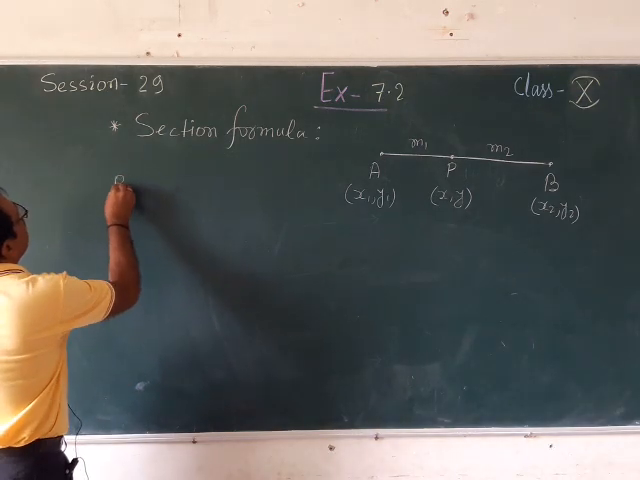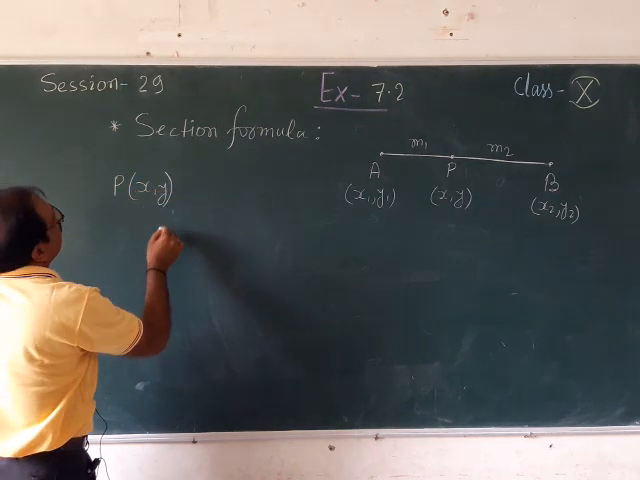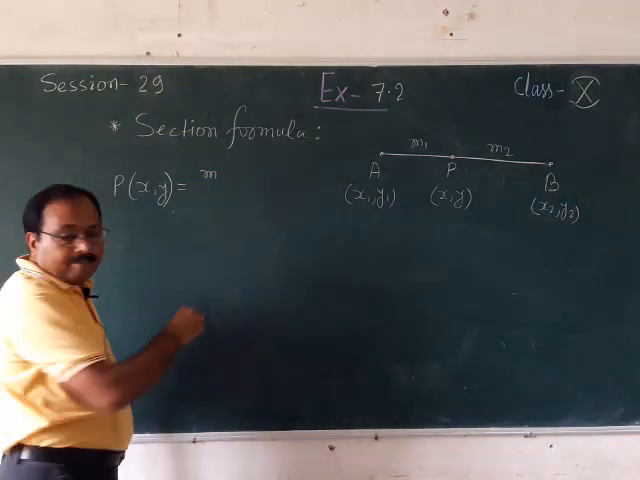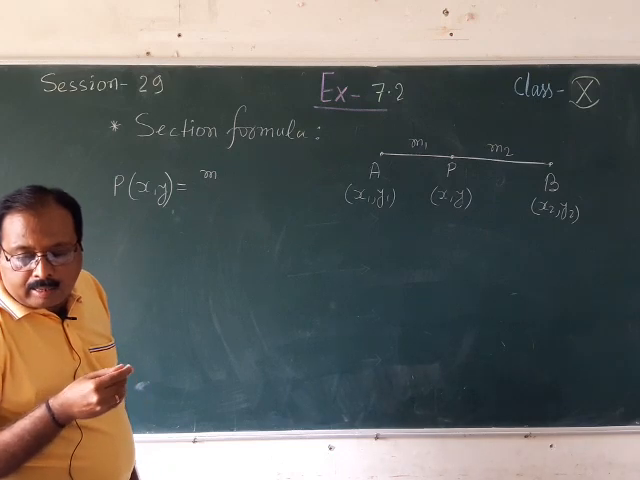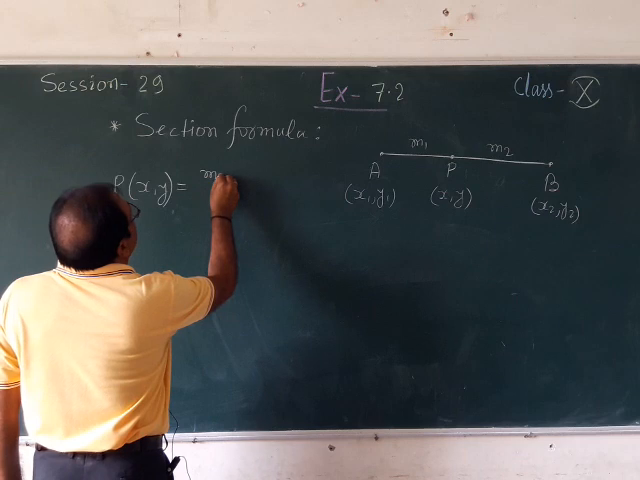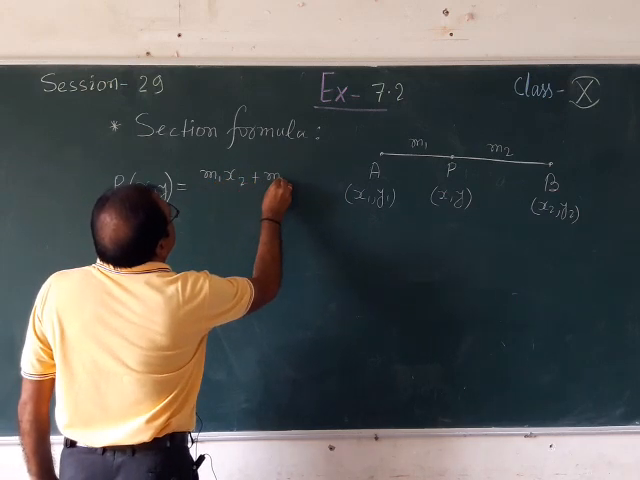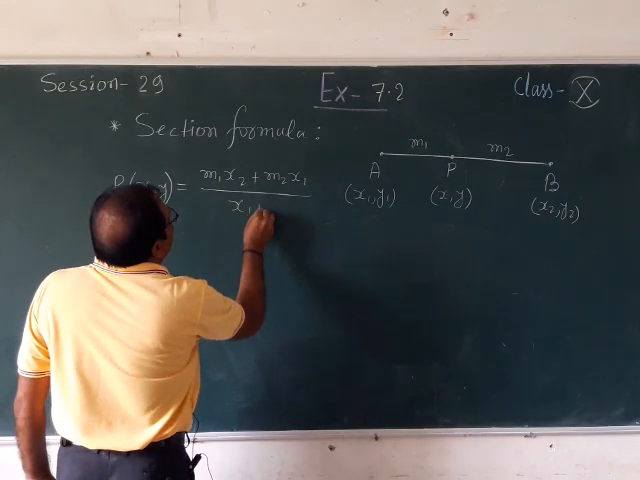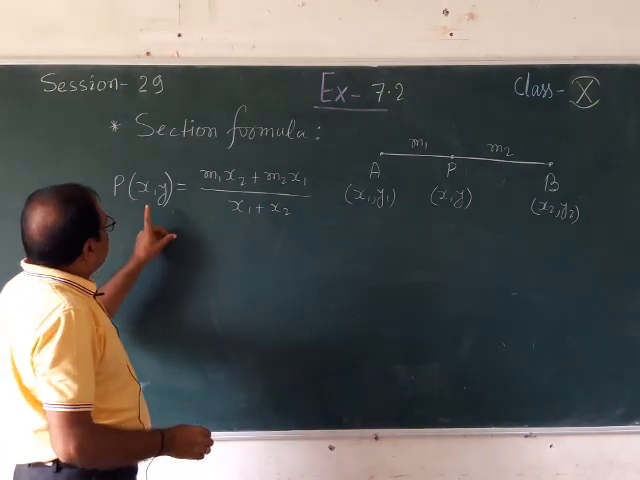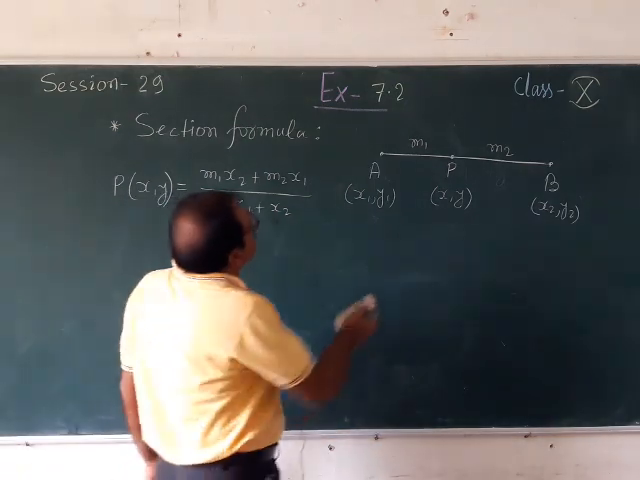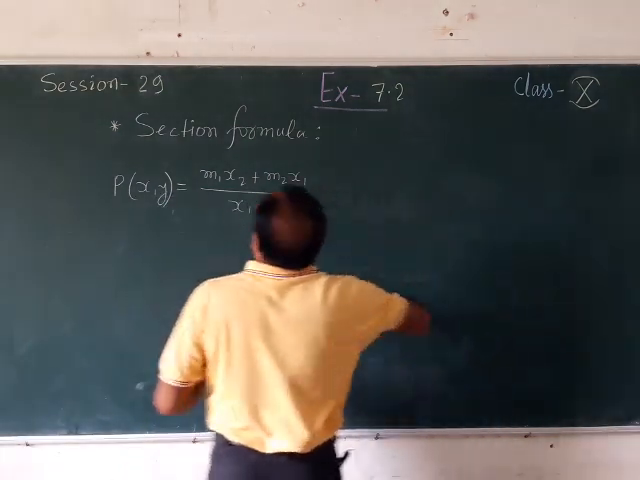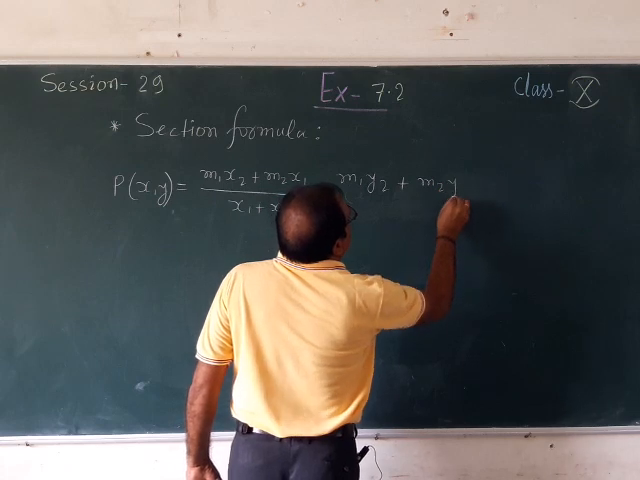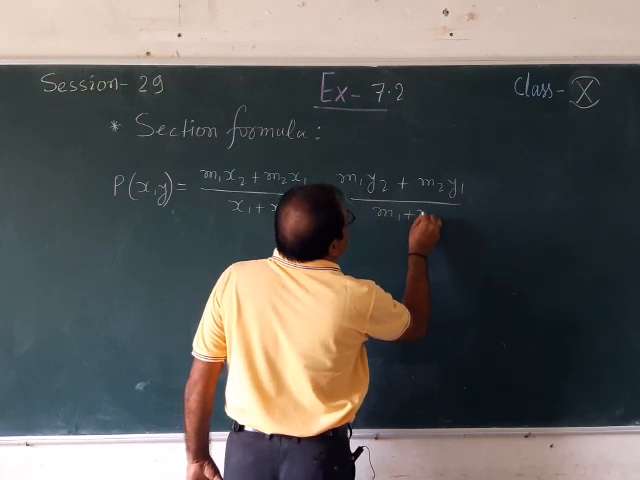So P(x, y) is given by a simple formula, that is (M1 x2 plus M2 x1) upon (M1 plus M2), and (M1 y2 plus M2 y1) upon (M1 plus M2).